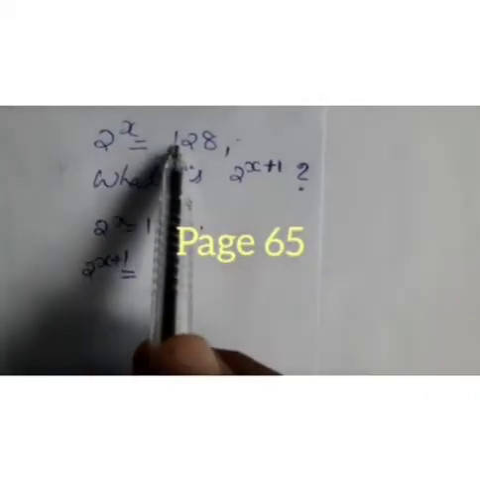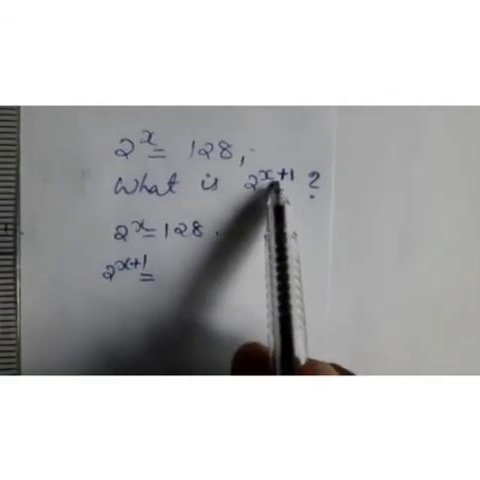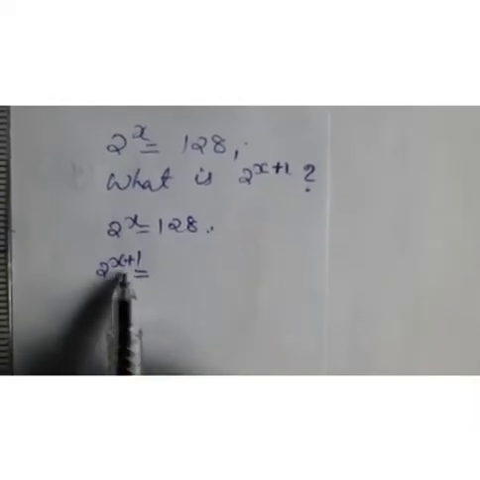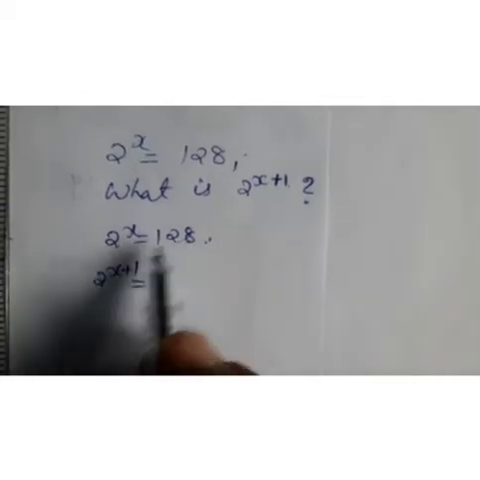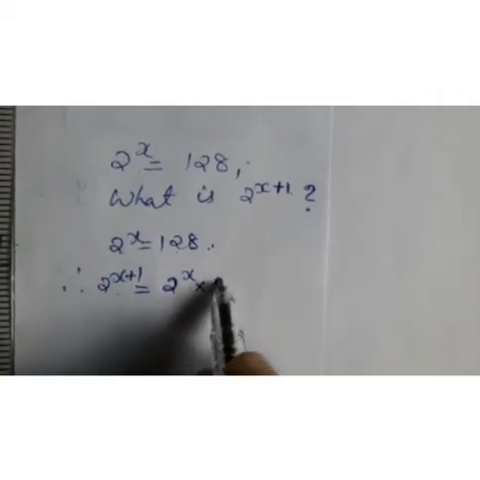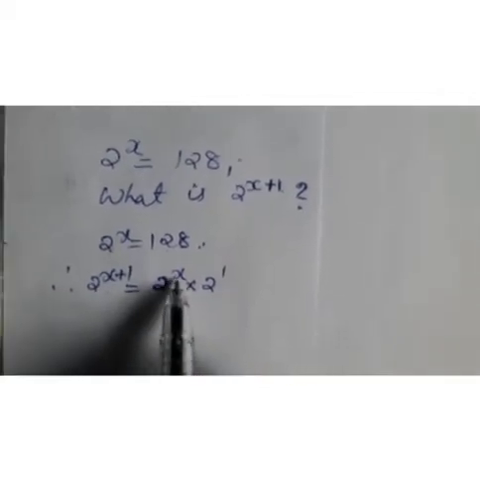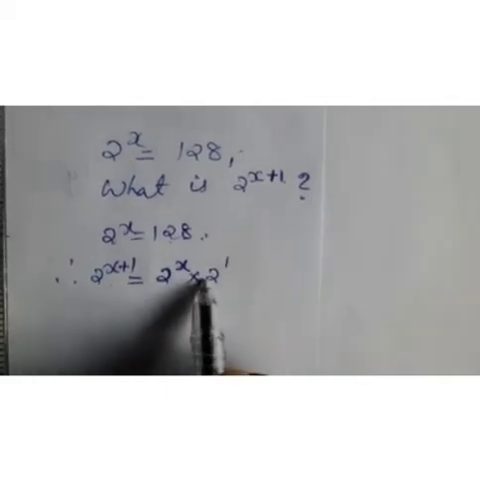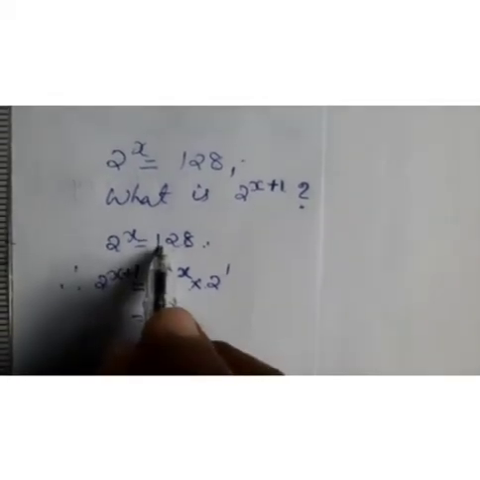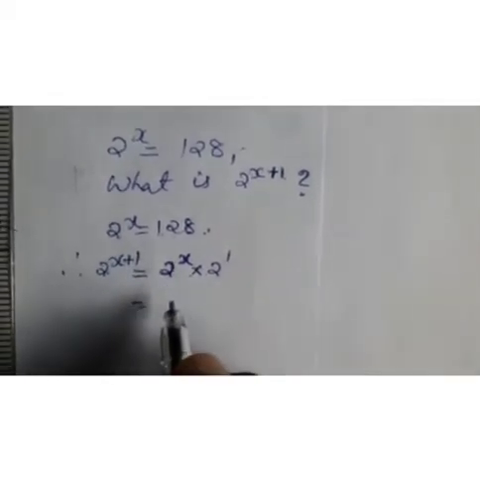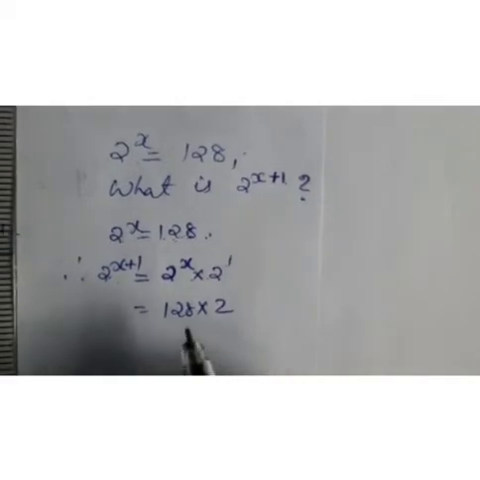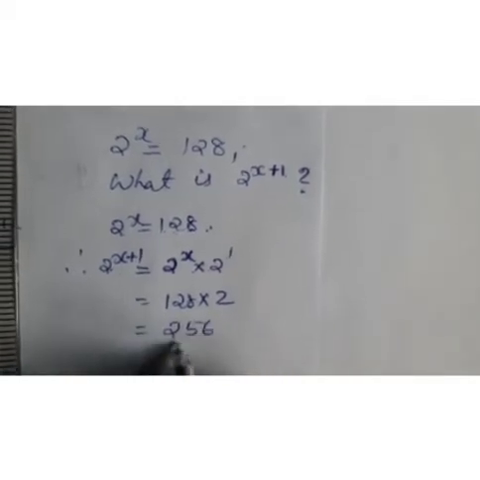2 raised to x equal to 128. What is 2 raised to x plus 1? So 2 raised to x, the value is given. 2 raised to x plus 1 we have to calculate. So 2 raised to x is 128. 2 raised to x plus 1 is equal to 2 raised to x into 2 raised to 1 we can write, because this is the multiplication rule. 2 raised to x into 2 raised to 1 is 2 raised to x plus 1. Here 2 raised to x is given as 128. So instead of 2 raised to x, write 128 into 2 raised to 1, which is 2 only. So we get the answer as 256.